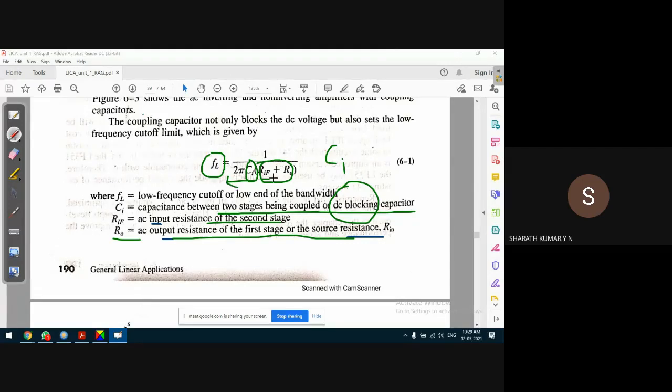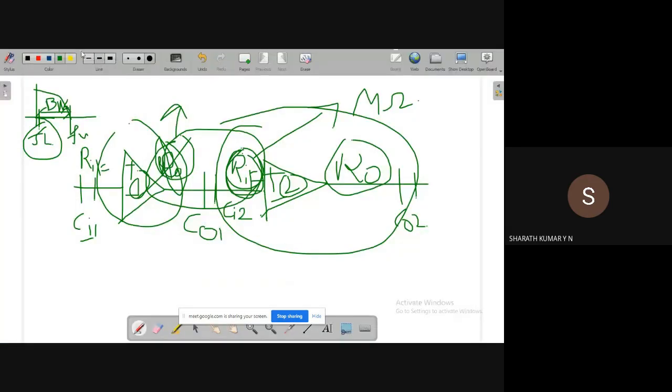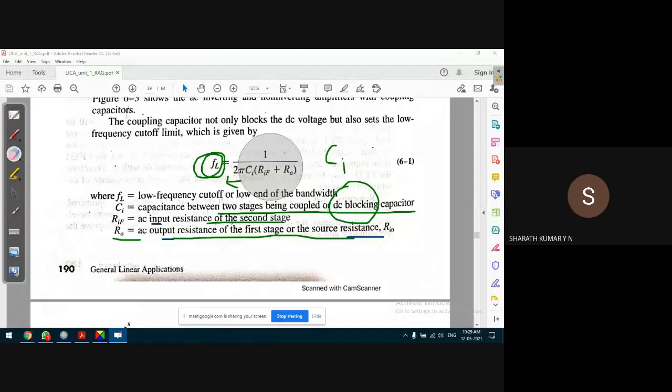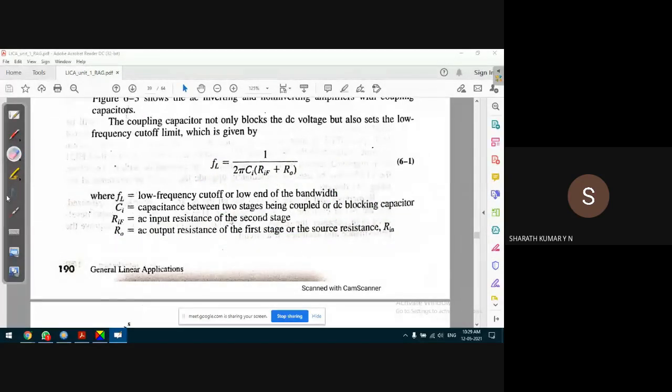We have to select CI in such a way that it blocks DC, but it should not affect the lower cutoff frequency. We want this bandwidth to be very high. We expect this bandwidth to be large. For an ideal operational amplifier, this bandwidth should be infinite hertz, but that is not possible practically. So this is what is known as the lower cutoff frequency of an op amp.